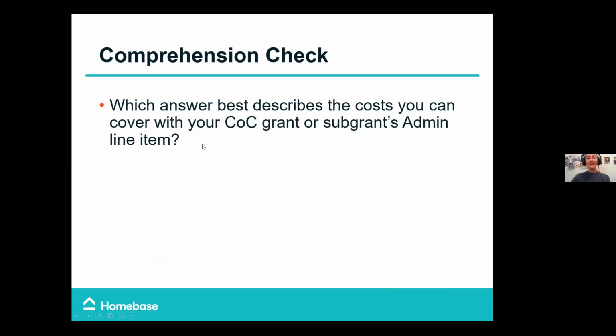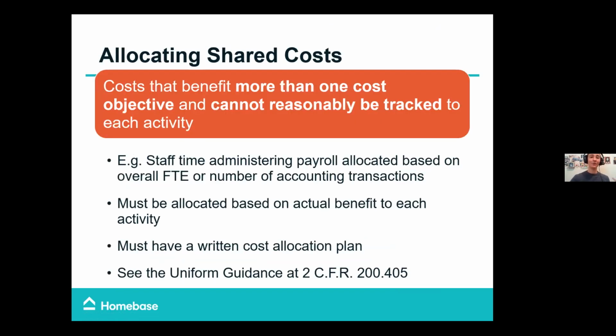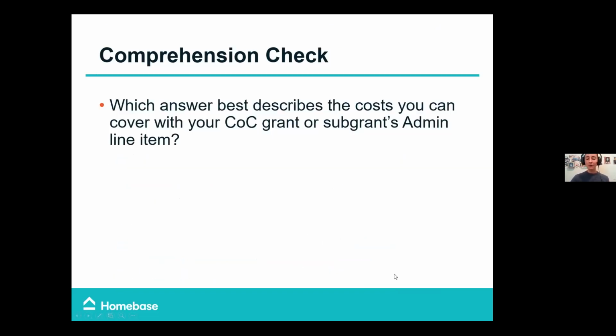Okay, taking us back to this admin and shared cost allocation piece, I want to do a quick comprehension check here. I'm going to throw up a poll. And my question for you is, which of these answers best describes the costs that you could cover with your CoC grant or your subgrant's admin line item?